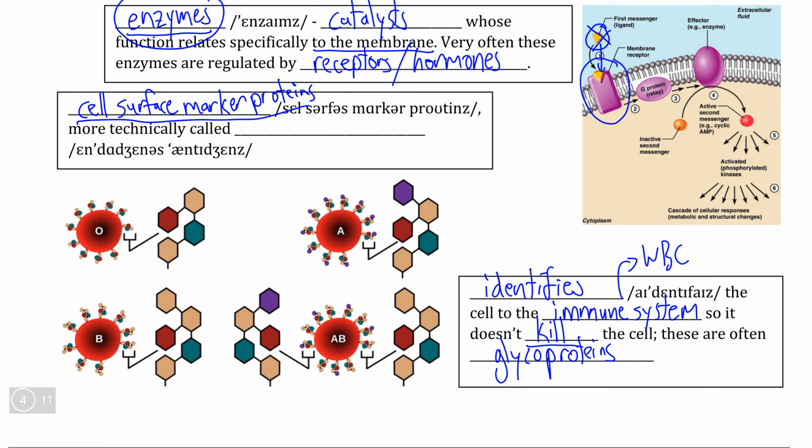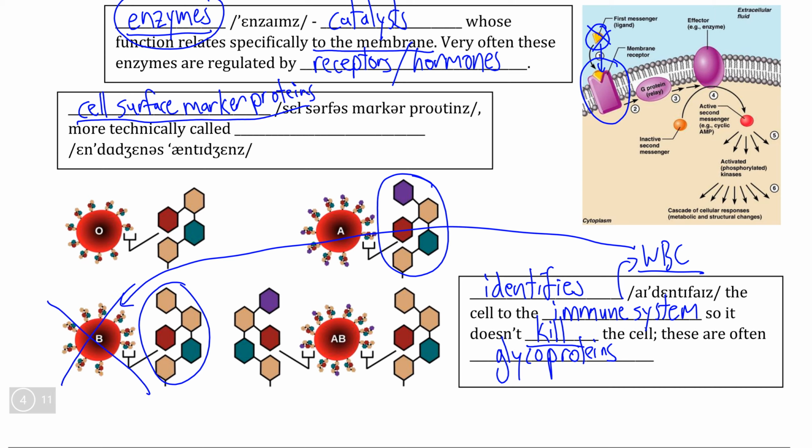Now, if you receive a donation of the wrong type of blood, let's say that your blood type is A, but you receive B-type blood, your white blood cells will recognize that you have the wrong combination of polysaccharide or oligosaccharide compared to the blood type that you are supposed to be, which leads your white blood cells to kill the blood type that doesn't belong with the rest of your body.